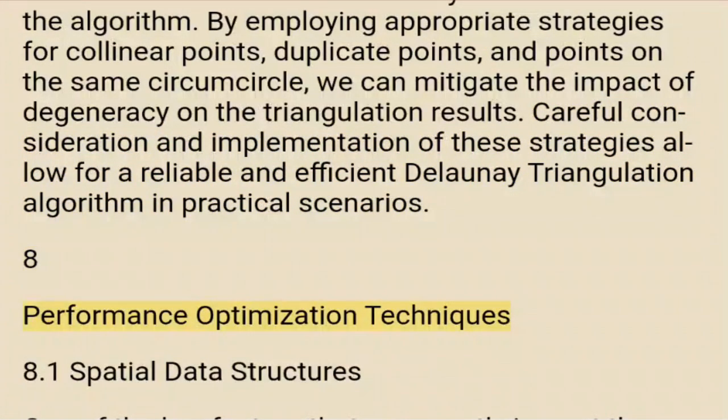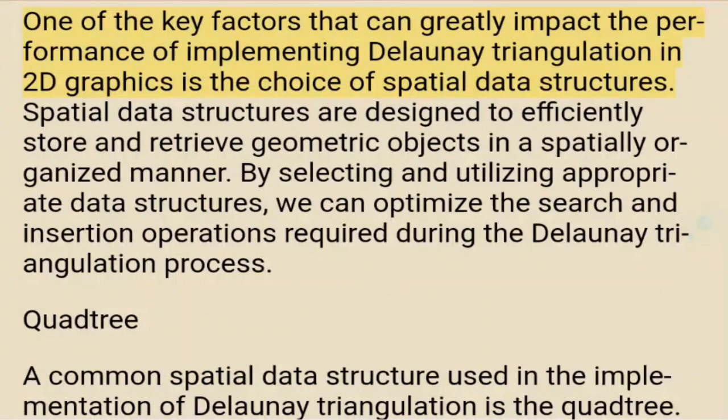8. Performance optimization techniques. 8.1 Spatial data structures. One of the key factors that can greatly impact the performance of implementing Delaunay triangulation in 2D graphics is the choice of spatial data structures. Spatial data structures are designed to efficiently store and retrieve geometric objects in a spatially organized manner. By selecting and utilizing appropriate data structures, we can optimize the search and insertion operations required during the Delaunay triangulation process.